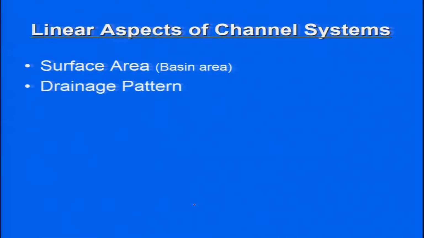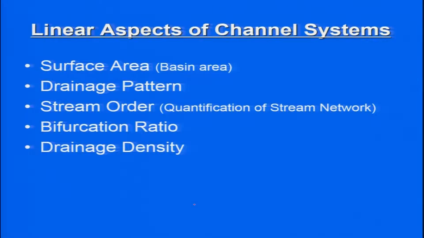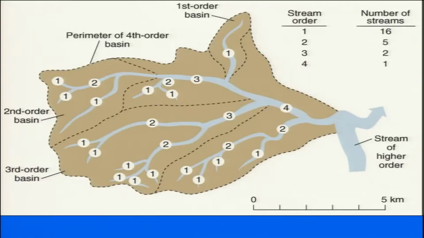So, coming to the linear aspect of the channel, what we mainly try to understand is the surface area, that is the basin area, the drainage pattern, and the stream order, where we can do the quantification of the stream network, bifurcation ratio, and drainage density. All these parameters are going to help us in understanding what the flooding conditions will be in the drainage basin.